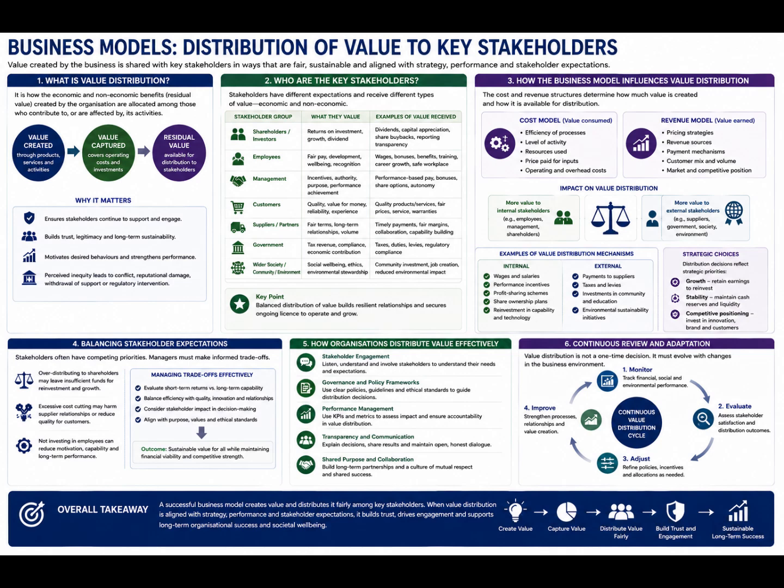To navigate this, organizations use governance frameworks, stakeholder engagement processes, and performance management systems to ensure decisions are aligned with strategic goals and ethical standards. Mechanisms such as negotiation, communication, transparency, and shared purpose help maintain trust and clarify the rationale behind value distribution decisions.